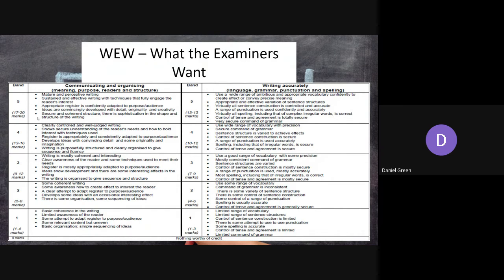And finally, secure and coherent structure. There's a sophistication in the shape and structure of the writing. That means you're not jumping all over the place. It has a coherent start, middle, and end. Don't try something increasingly edgy in an account writing piece, like jumping through flashbacks and so on. You're not writing your own film. You're not going to be the next novelist just from your story in the exam.